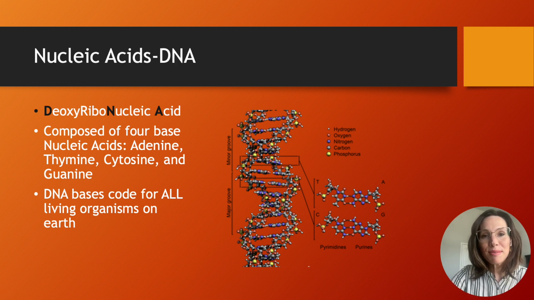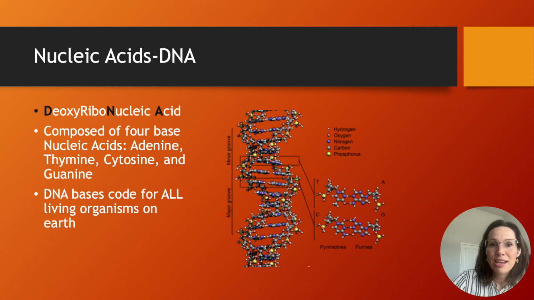And finally, the most glorious of all macromolecules, or at least the most widely studied, is DNA. Deoxyribonucleic acid is composed of 4 base nucleic acids, which are adenine, thymine, cytosine, and guanine. Nucleic acids pair up with each other, adenine with thymine, cytosine with guanine, to form the familiar double helix structure that we see in this image.